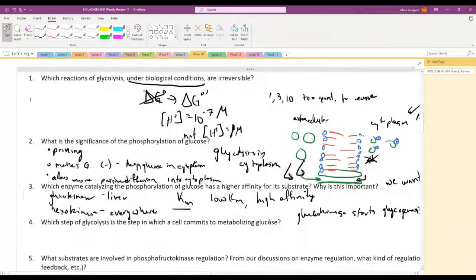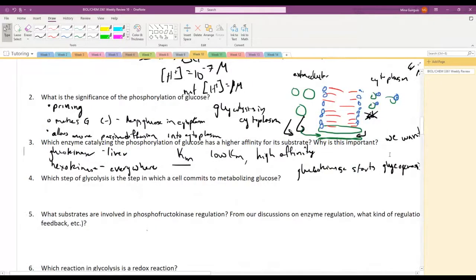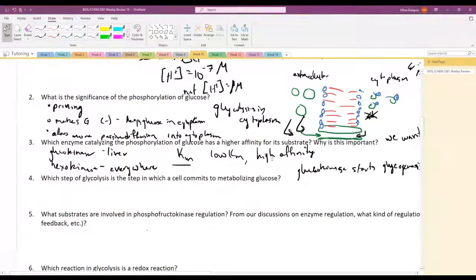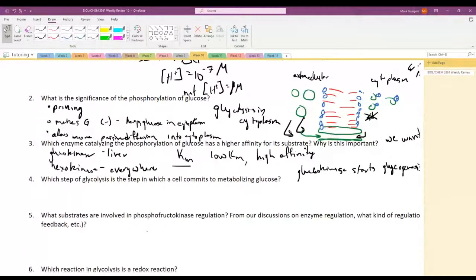Okay? All right, so number 4, which step of glycolysis is the step in which a cell commits to metabolizing glucose? This question is interesting for 2 reasons. The first is I'm instantly thinking, well, it's one of the spontaneous ones, right? Because eventually it's just too spontaneous, you don't want to go backwards. So is it the first reaction? Well, I just told you guys the first reaction, we can either turn it into glucose 6-phosphate for glycolysis or for glycogenesis.